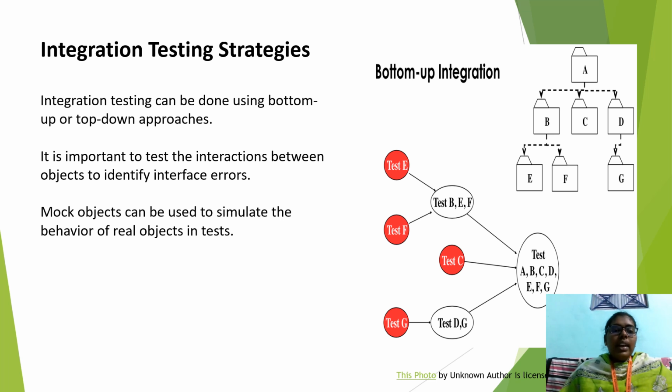Integration testing strategies. Integration testing can be done using a bottom-up or a top-down approach. In this, it is important to first test the interactions between the objects, to identify interface errors. Mock objects can be used to simulate the behavior of real objects in the test. We see in this figure bottom-up integration. We see A, B, C, D, E, F, and G. By this diagram, you can see the bottom-up integration approach.